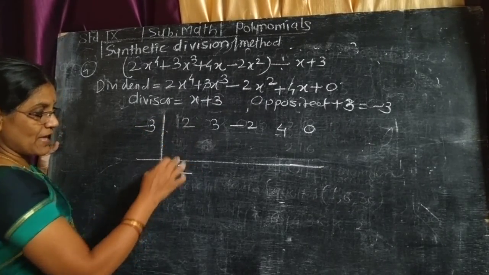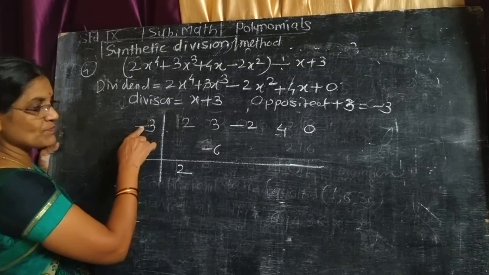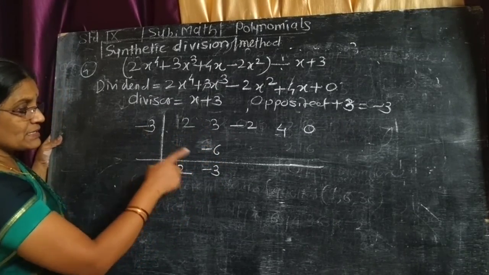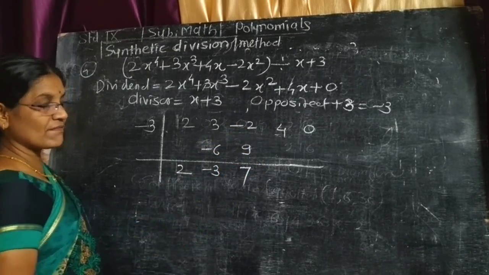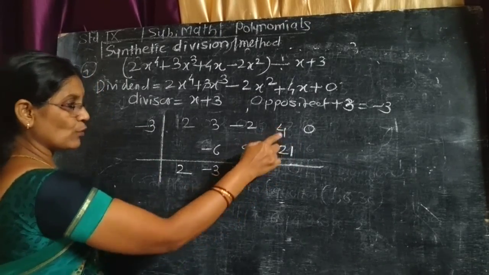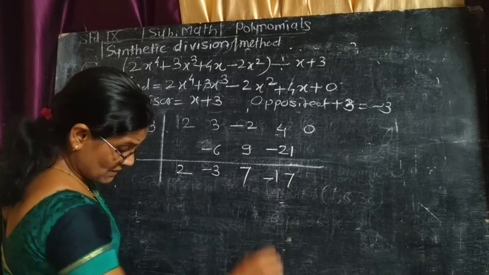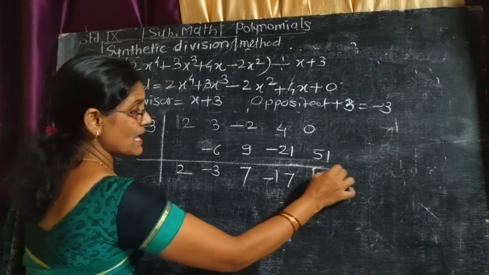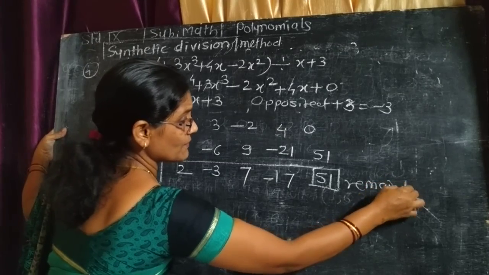2 first step as it is. This 2 as it is. 3 into 2, minus 6, because of this minus sign. 3 minus 6 means minus 3. Now minus 3 into minus 3 become positive 9. Minus 2 plus 9 is 7. 3 into minus 7, that is minus 21. 4 minus 21 is minus 17. Negative 17 into negative 3 means 51. And this last step is 51. Last number is 51, and that is the remainder.